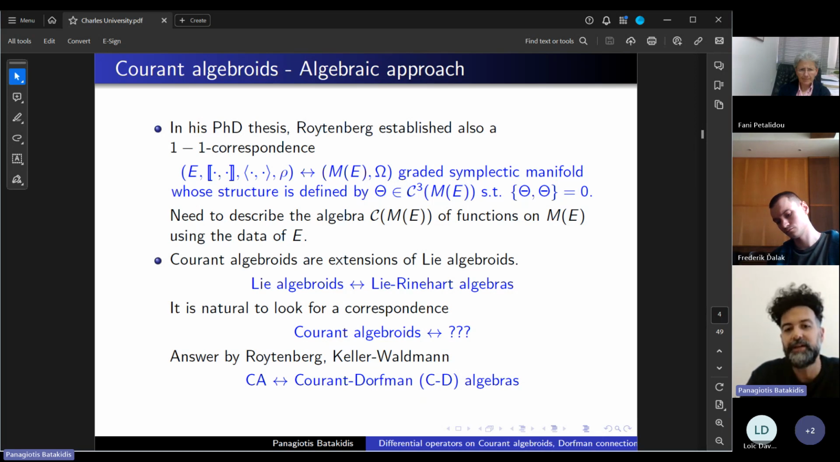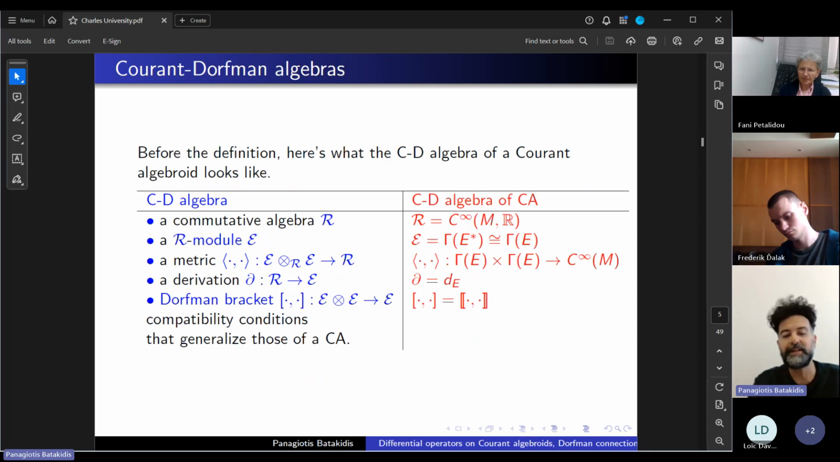You can think of it as an analog of what a Lie-Rinehart algebra is for a Lie algebroid. So as I said, I will not define in the most abstract way what a Courant-Dorfman algebra is. In the next slide, I will just say the basic ingredients. These are on the left with the blue colors, and on the right with the red color, it's what you can think of a Courant algebra to be.